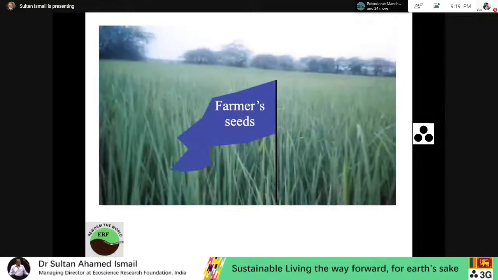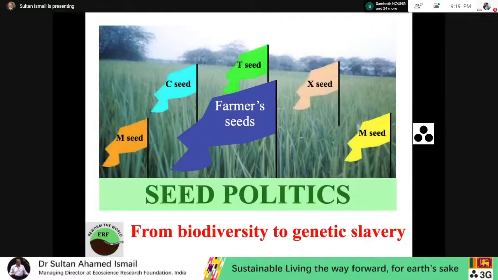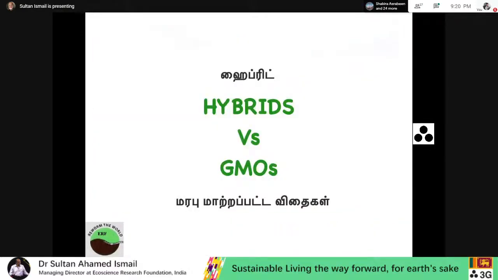This is what I want you people to understand. Farmers had a right on their seeds. Today, companies have come inside, and all our countries are moving towards genetic slavery. Please understand these words. There's a conflict between hybrids and GMOs. Hybrid is the same vegetable. That is, if you cross a brinjal with a brinjal, it is a hybrid brinjal. Lemon with lemon, hybrid lemon. Mango with mango, ottu manga. GMO is incorporating a chromosome or a gene from an entirely different organism.